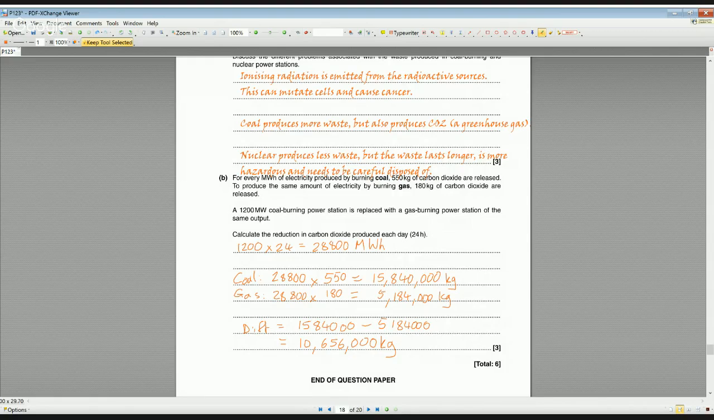Sam Crossley asks, can P waves travel through solids, or is that S waves? Both P waves and S waves can travel through solids. P waves can also travel through liquids. So P waves travel through solids and liquids. S waves only through solids.